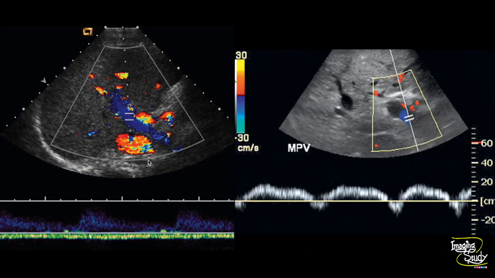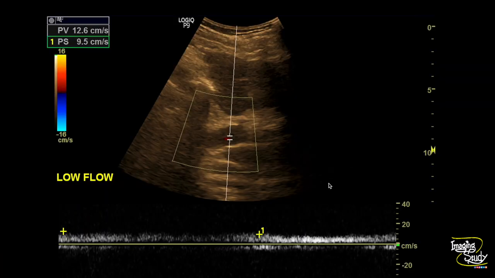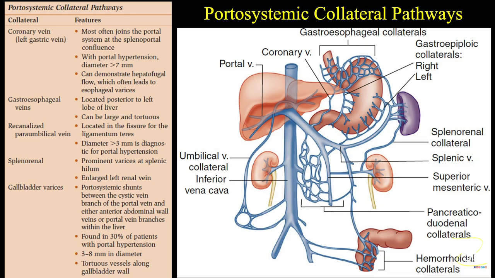Here's again another picture of the hepatofugal flow. You can see the hepatic artery and portal vein showing different directions, and in the portal vein, you can see the pulsatile multiphasic wave pattern. Another patient with 9 cm per second flow in the main portal vein, indicating the portal hypertension. In case of portal hypertension, there might be the development of portosystemic collateral pathways.